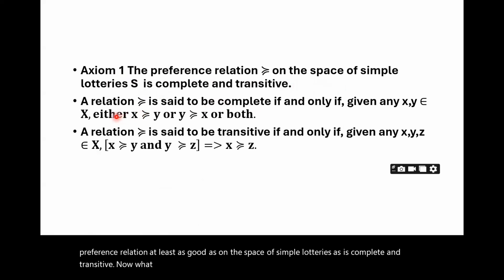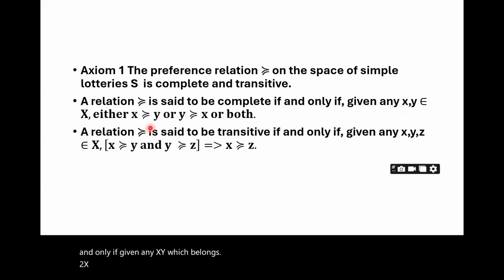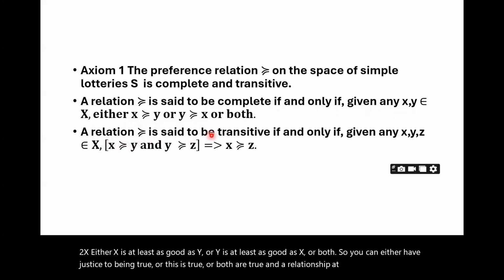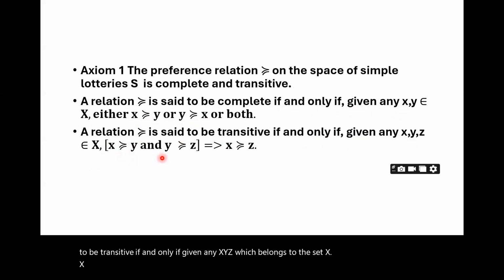Now, what is completeness? A relationship at least as good as is said to be complete if and only if, given any x, y which belong to X, either x is at least as good as y, or y is at least as good as x, or both. So you can have just one being true, or the other, or both. And a relationship at least as good as is said to be transitive if and only if, given any x, y, z which belong to the set X, x is at least as good as y and y is at least as good as z implies that x is also at least as good as z.